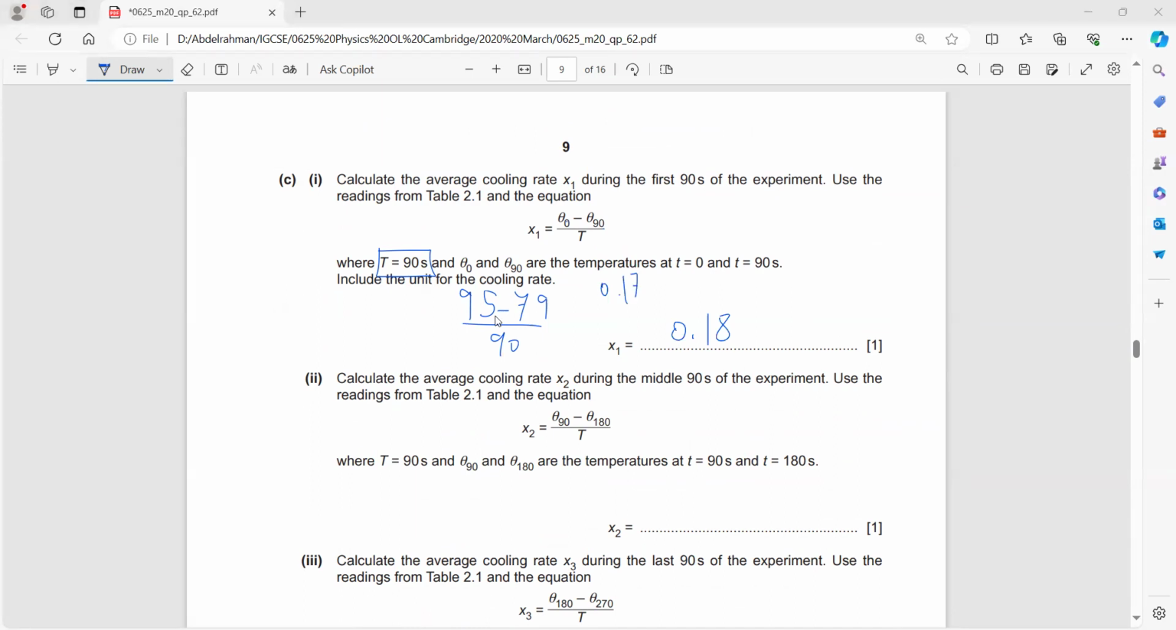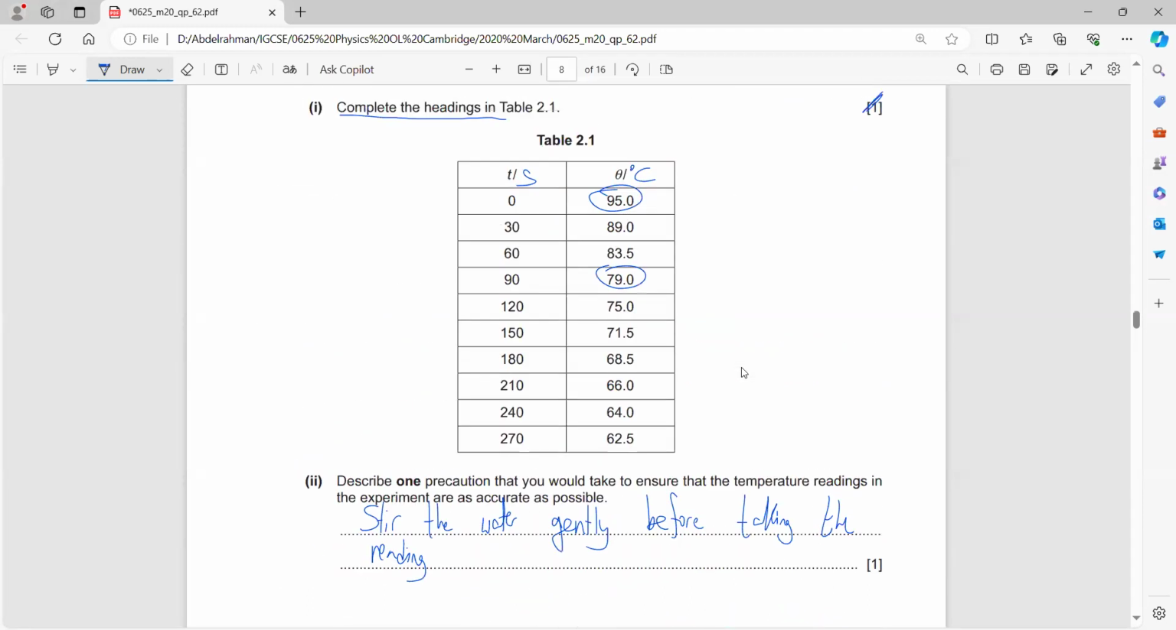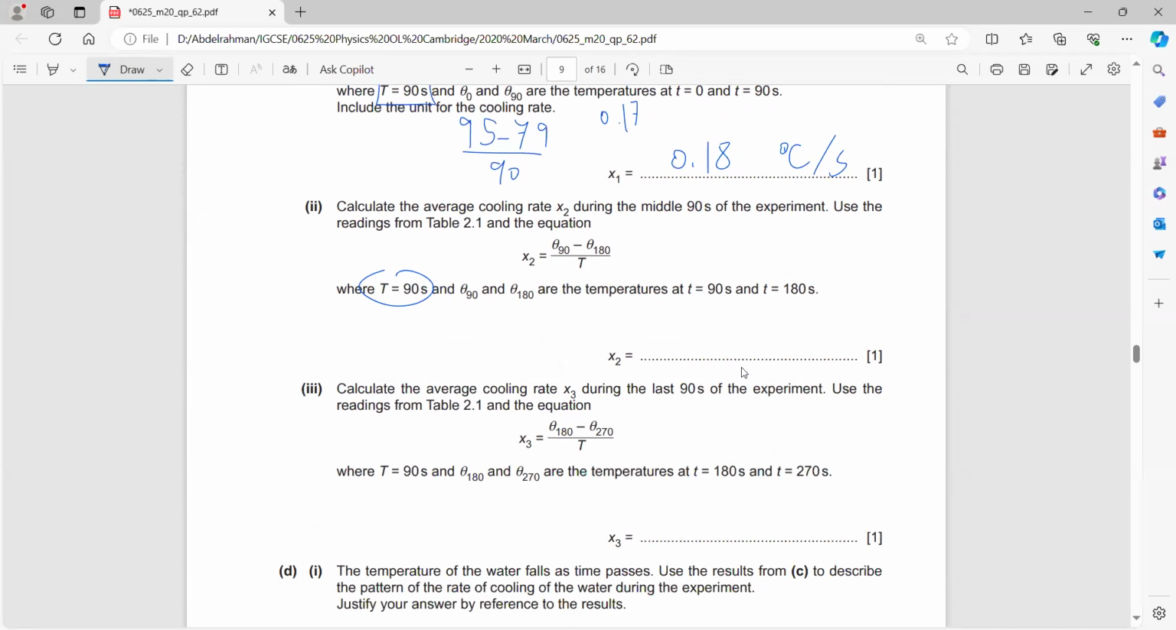What's the unit? Do you know the unit? Degrees Celsius per second. Yes, thank you. Again, can I calculate theta 90 and theta 180 over t? Again, t is 90. Theta 90 is 79. Theta 180 is 68.5. 79 minus 68.5 is 10.5, over 90, it would be 0.12 degrees Celsius per second.